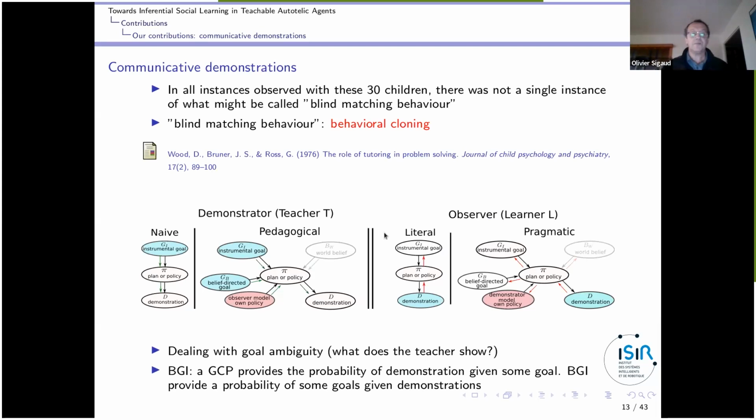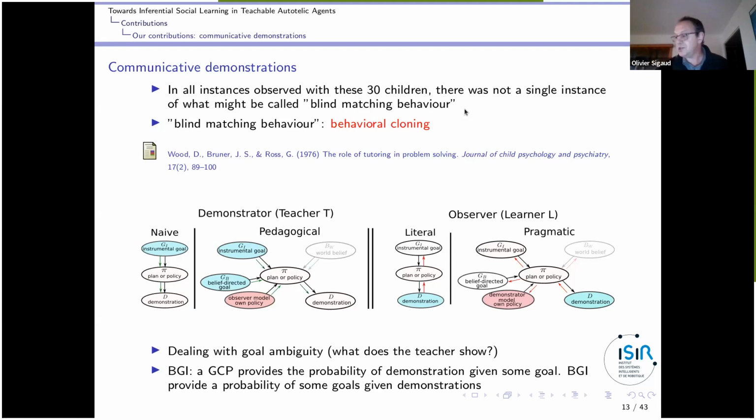Okay. So first, we started from a seminal work in developmental psychology from the group of Jerome Bruner. That's called The Role of Tutoring in Problem Solving. That's a much-cited paper, more than 15,000 times. And in that particular paper, the authors show quite convincingly that there is a tutor showing children how to do things. And they state that in these interactions, there was not a single instance where the child was performing blind matching behavior. It means that the child was not reproducing exactly what the teacher was showing.